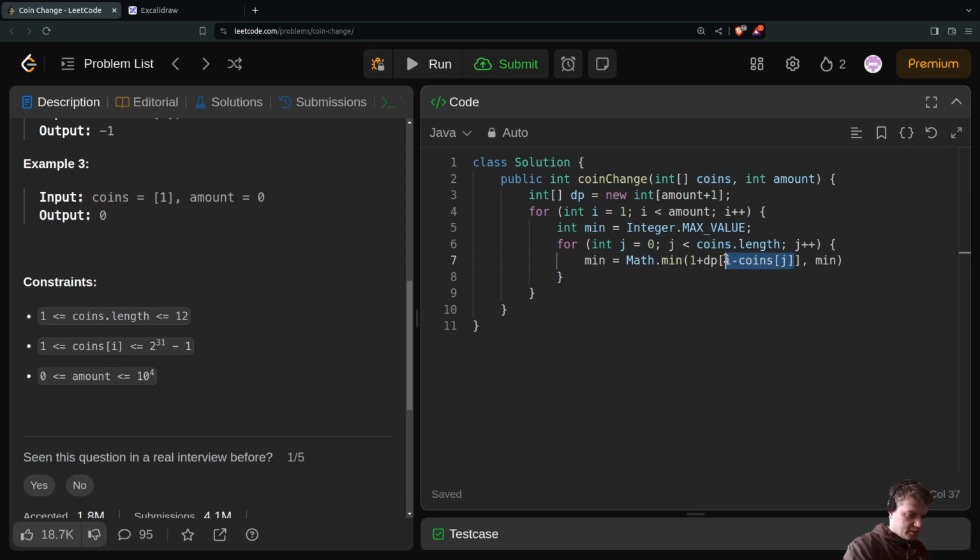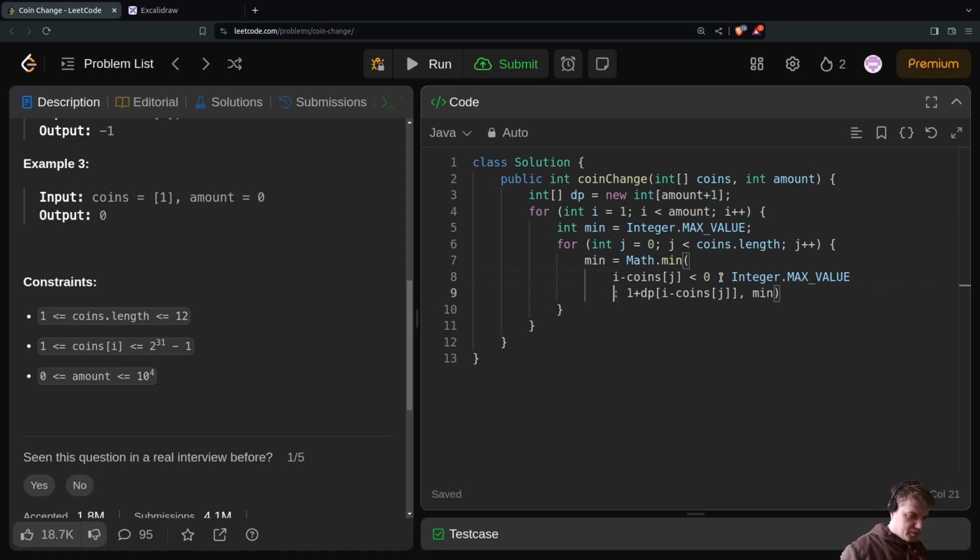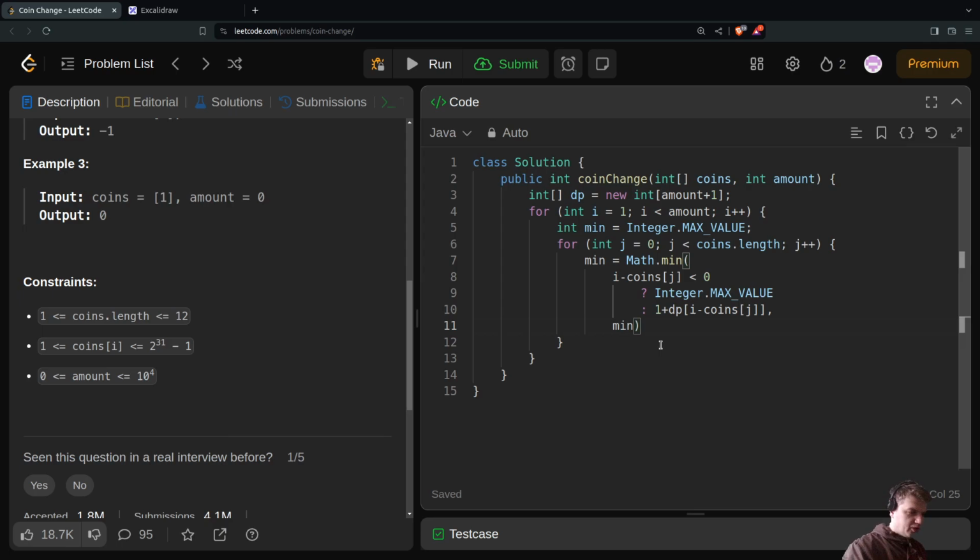If this is less than 0, then you're going to have integer max value. Otherwise, I'll have this 1 plus dp, and then I'll take the minimum between the current value and the minimum, and then dp of i equals minimum, and then return dp of amount.